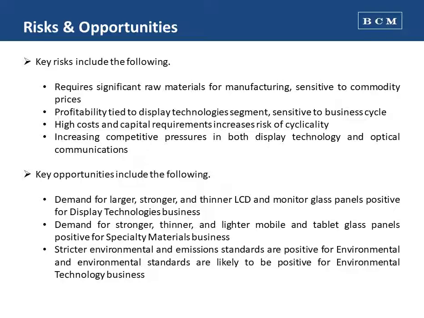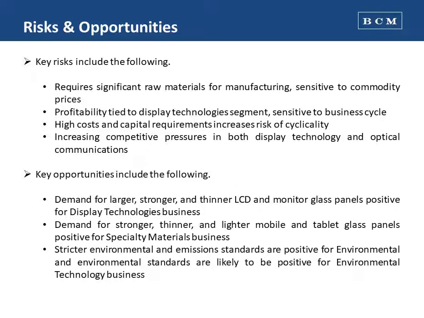Next, we can look at some risks and opportunities. Risks include sensitivity to commodity prices. Corning does depend on raw materials because it is a manufacturer, and so it's sensitive to those prices. Corning is also sensitive to the business cycle. During a recession, consumers will stop buying 60-inch TVs before they stop buying things like toothpaste, right?